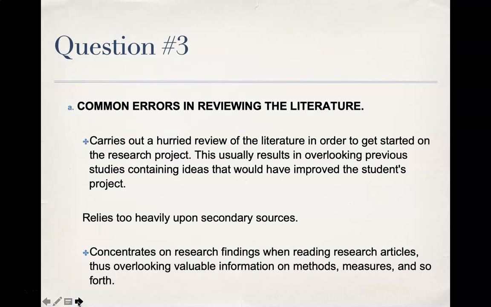So what are some common errors when you're reviewing literature? The question actually says describe 4, but I put all of them out here. Sometimes you just get in too big of a hurry, because that happens to all of us. You rely too heavily on secondary sources.